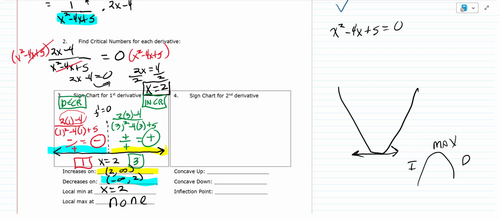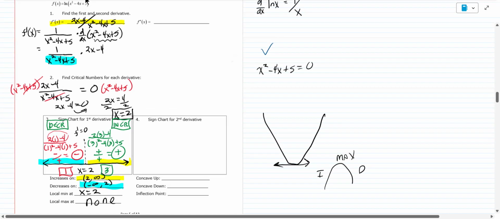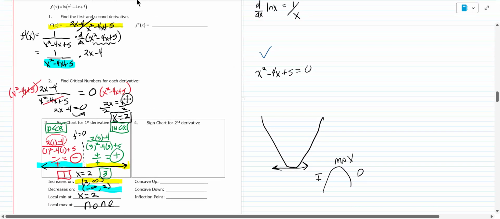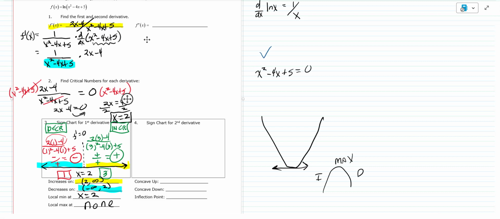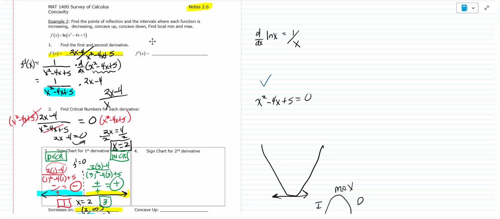Let's move on now to the second derivative, and the second derivative tells you about concavity. What we have now is the first derivative. Remember, we got 2x minus 4 over x squared minus 4x plus 5. So when we do the second derivative, we have to take the derivative again. What would be the correct rule to use? Quotient rule, exactly.